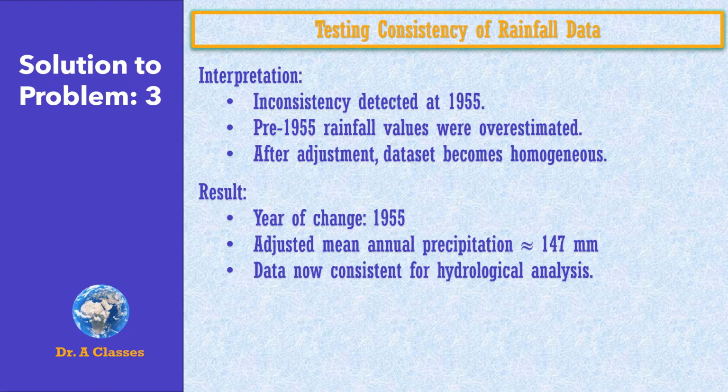By applying the slope ratio correction, the adjusted data now follow a uniform trend, and the mean annual precipitation for station A is about 147 millimeters. Therefore, we can say that after 1955, the rainfall record becomes consistent and reliable for further hydrological analysis.